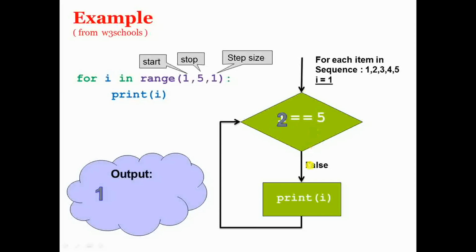2 is equal to 5. It's false. So 2 will be printed again. And I will be equal to 3 because step size is 1. And 3 is equal to 5. It is false. 3 will be outputted. Then I will be equal to 4. 4 is equal to 5. It's false. 4 will be outputted. Then I will be equal to 5. 5 is equal to 5. It is correct. Then it will end.